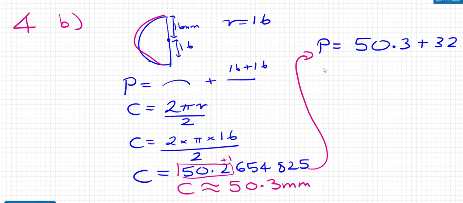So always double check that as well. So perimeter is equal to, so that 0.3 will be in our answer. 50 plus 32, well 50 plus 30 is 80, so I have 82.3. Our units are millimeters. And that is the perimeter around this semicircle.